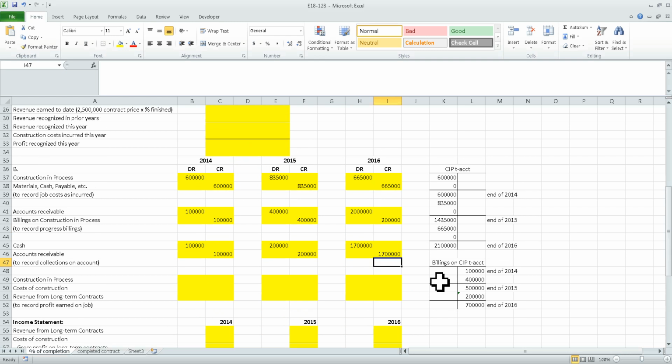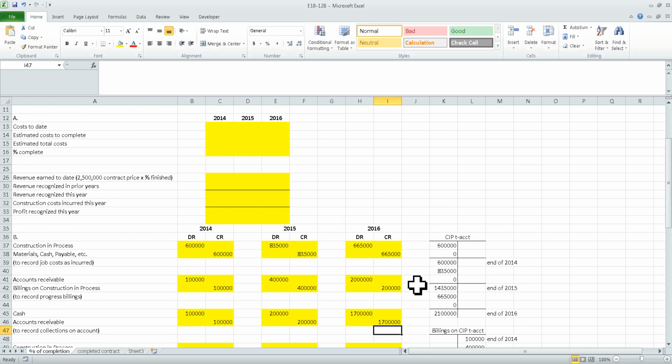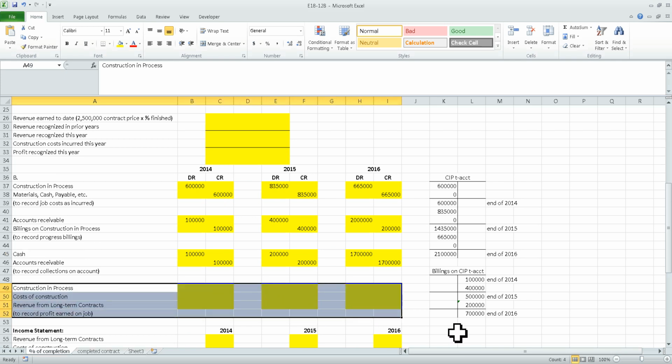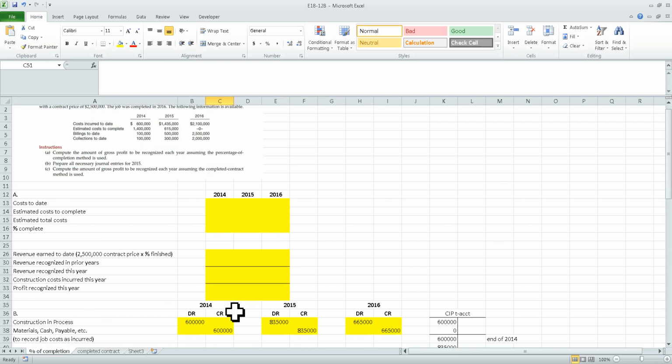Okay. Everything that we have done so far is exactly what you would do regardless of whether it was percentage of completion or completed contract. These first three journal entries would be exactly the same regardless of the method of accounting used. The thing that's going to be different is that under percentage of completion, an adjusting journal entry is made at the end of each accounting period to pick up the profit that you earned that year based upon the degree of progress you had made on that job. So the next step in the process is to calculate the degree of progress that you've made on the job.